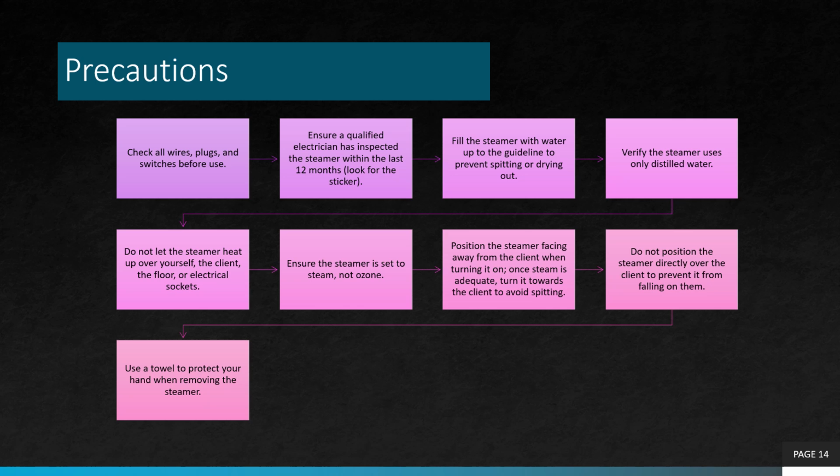Once the steam is starting to flow steady and adequate, you can then turn it around towards your client to avoid any spitting. Always position the steamer so it's not directly over the client to prevent the risk of it falling. And finally, when it's time to remove the steamer, use a towel to protect your hand and ensure safety while handling the equipment.